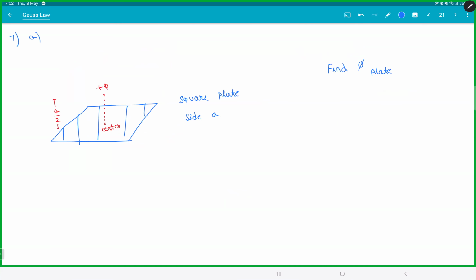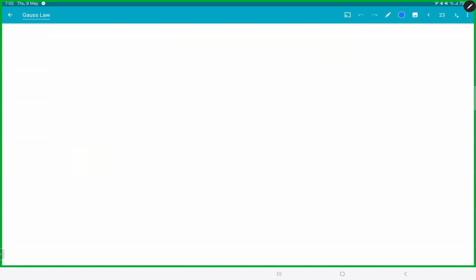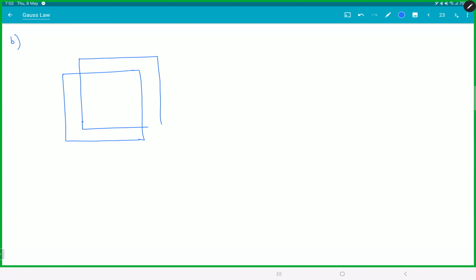Yeah, let's go ahead. Same thing. Let's say it is like this. So we have a cube here. Let's say this charge is at the corner. Let's name the surfaces: let's call this 1, 2, 3, 4, 5, and 6 is the behind one.